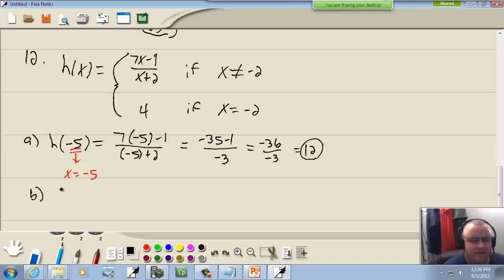Okay, h of negative 2. Now again, whatever's inside your parentheses, it's going to be your x. So they're basically telling us x is negative 2. So I'm going to come over here and compare it against my conditions. Is negative 2 not equal to negative 2, or is negative 2 equal to negative 2? Well, it's equal to negative 2. So we're going to plug into this piece. This is actually so simple it's hard. There is no x to plug into, so actually our answer is just 4.